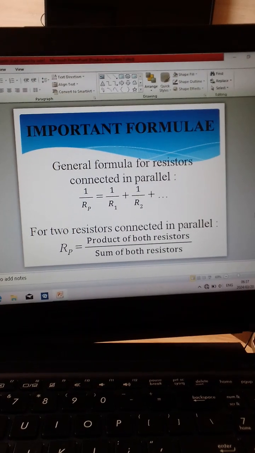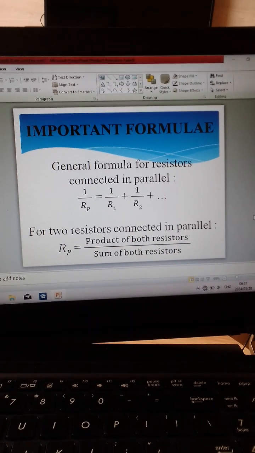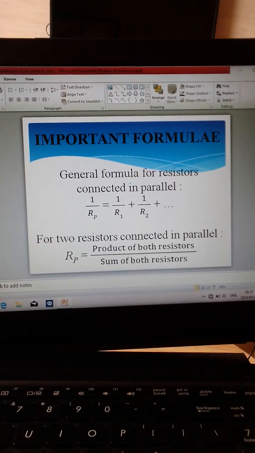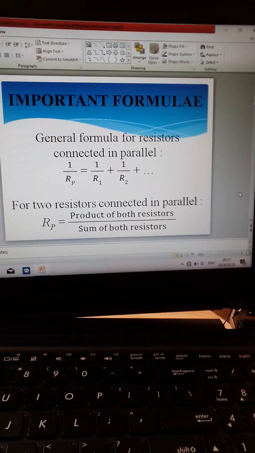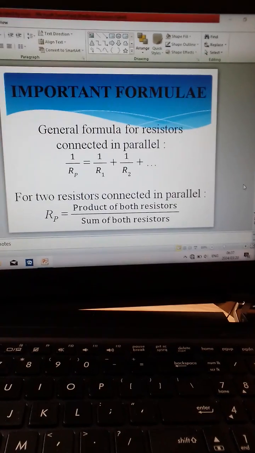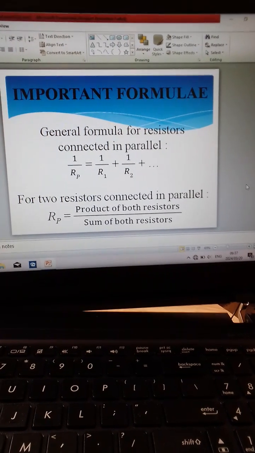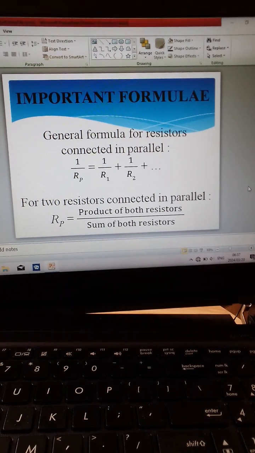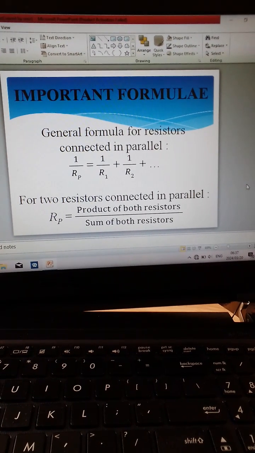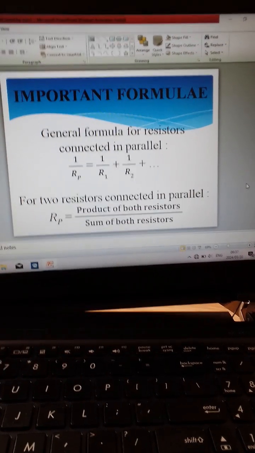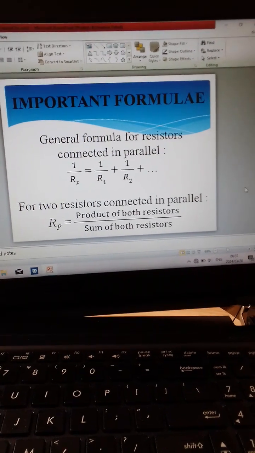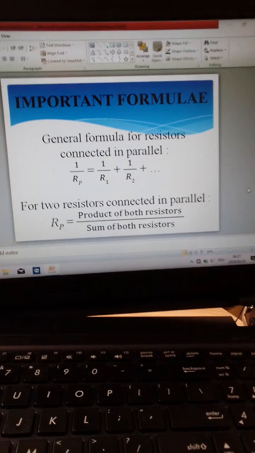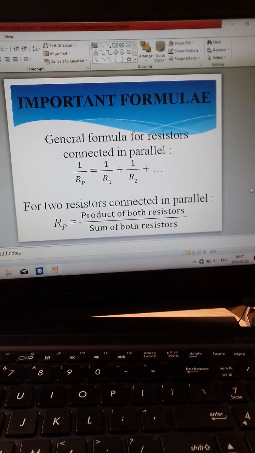So, the important formula that you need to know is that the general formula for resistors connected in parallel is 1 over Rp is equal to 1 over R1 plus 1 over R2. If there are 3, it's going to be plus 1 over R3, right? So if there are maybe 7 resistors, it's going to be from 1 over R1 until 1 over R7. And then the final answer, you would need to invert it in order to get the effective resistance.